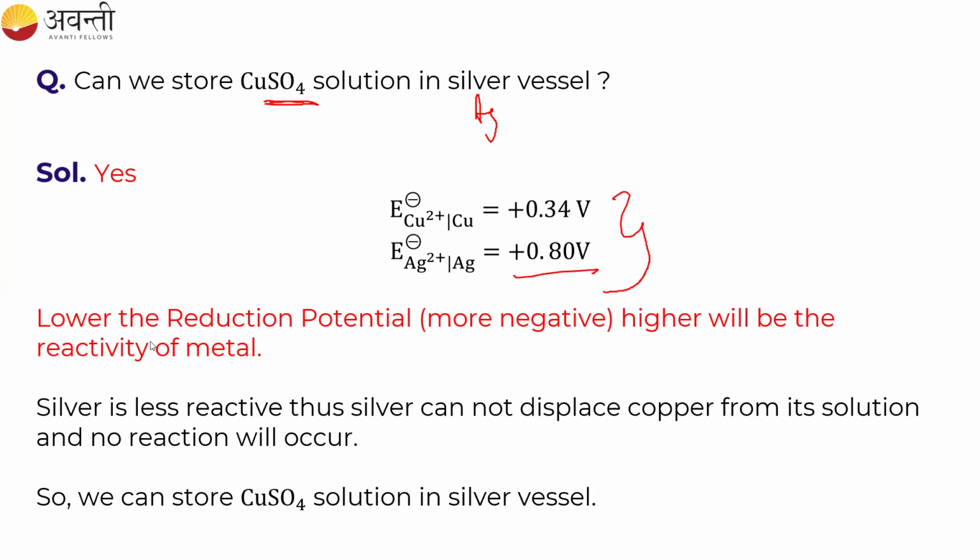Is this question clear to all of you? A less reactive metal cannot displace a more reactive metal. So we can store the more reactive metal in a less reactive metal vessel without any reaction. Okay, so I'll go with one more question for you.